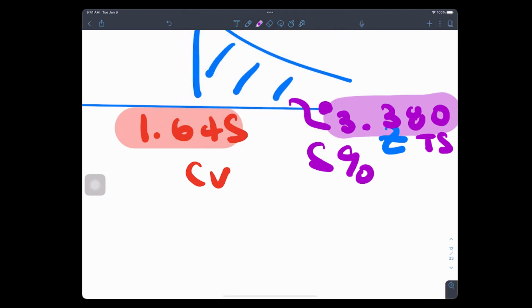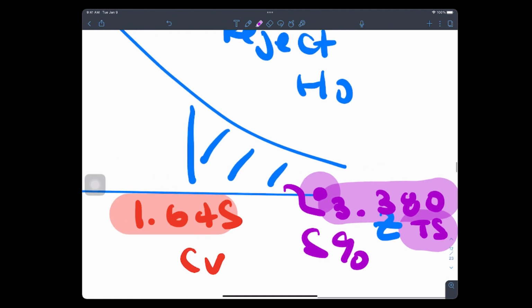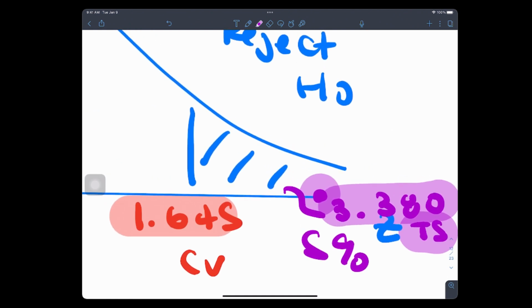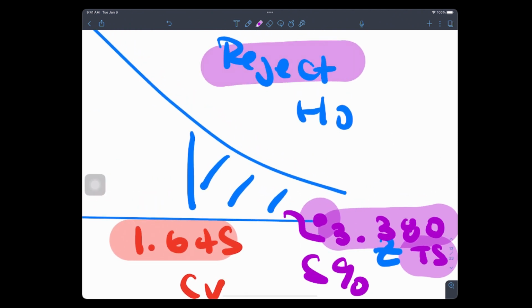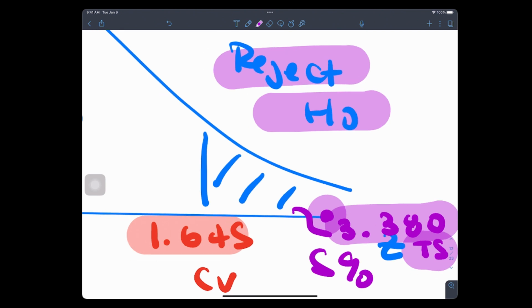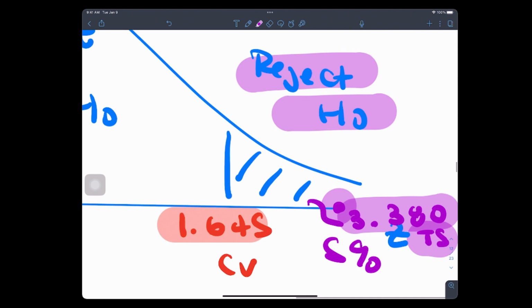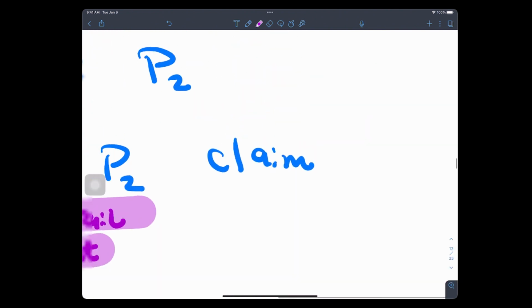So they're going to want to know that number. And what neighborhood does it live in? Because it's bigger than the critical value, you're in the reject the null region. Okay, you guys see everything right there that you need. What do you guys think? Reject the null.